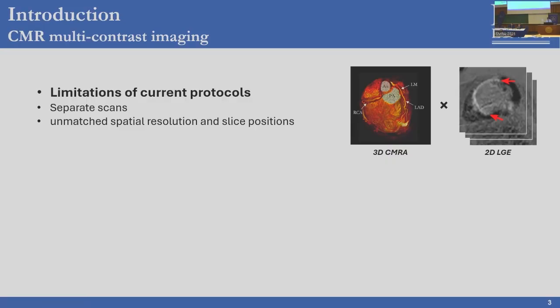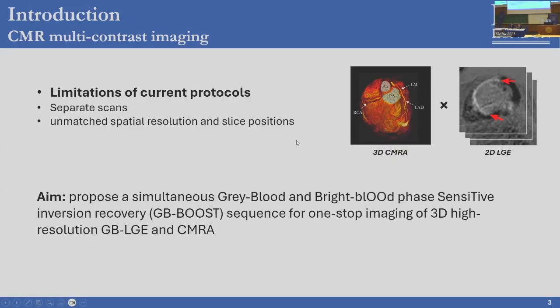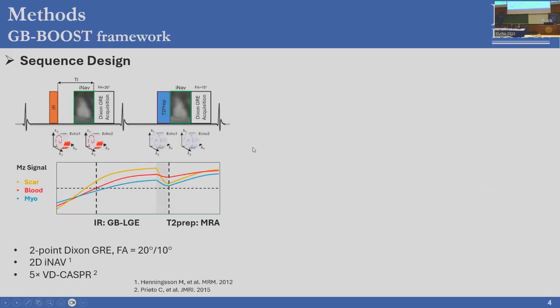So the aim of this study is to propose a simultaneous gray blood and bright blood phase-sensitive inversion recovery sequence, namely gray blood boost, for one-stop imaging of 3D high-resolution gray blood LGE and CMRA. So the sequence acquires two 3D volumes interleavedly prepared with inversion recovery and T2 preparation. The first volume is prepared with inversion recovery, and the inversion time is set to null the signal of blood pool to enable gray blood imaging.